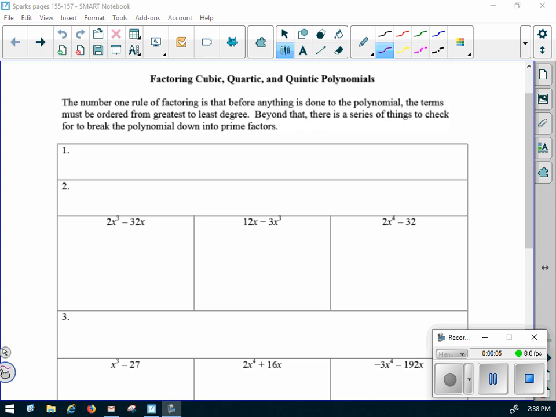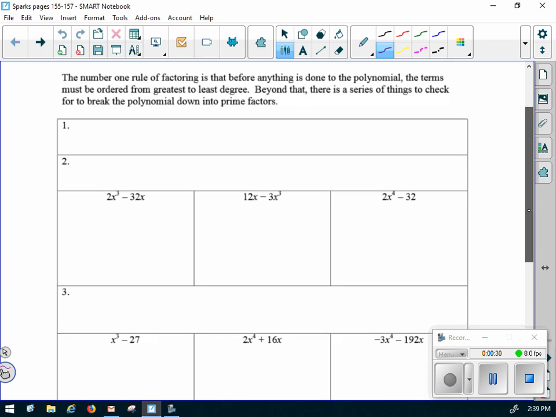One thing that I need you to remember before you factor, you need to make sure you have your polynomial in standard form. Biggest exponent first, work your way down, constants at the end. The other thing is never, ever factor when your leading coefficient is negative. All right. Beyond that, there's a series of 3 things to check for.